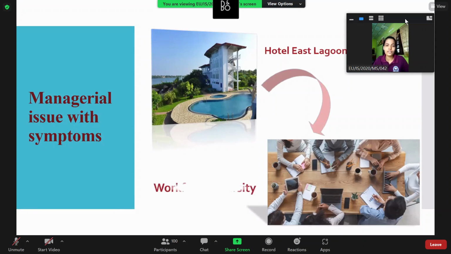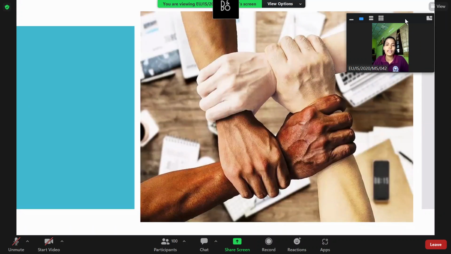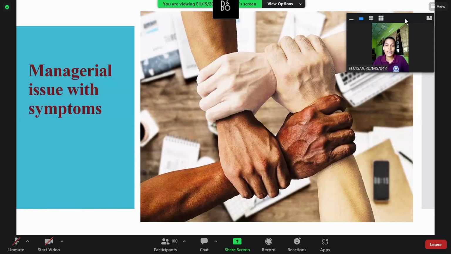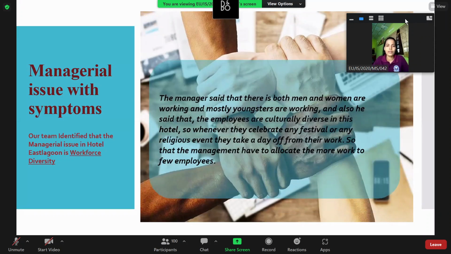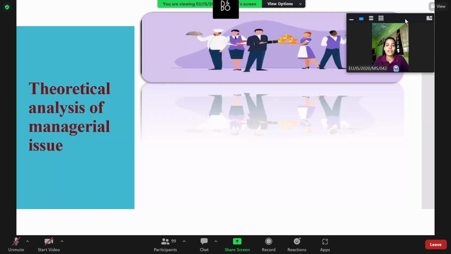The hotel East Lagoon is concentrating more on human resource management because they need to have a good understanding of effective human resource and implement those practices in their business. The manager said that both men and women are working there. Mostly youngsters are working there. And he also said that the employees are culturally diverse in this hotel. So whenever they celebrate any festival or any religious event, they take a day off from their work, so the management has to allocate more work to a few employees. In this situation, the employees are under great pressure to complete their work and the work will not be completed in an efficient manner. A few years ago, Hotel East Lagoon was staffed by some Muslim employees, but now management has stopped hiring Muslim employees due to the diversity issues.